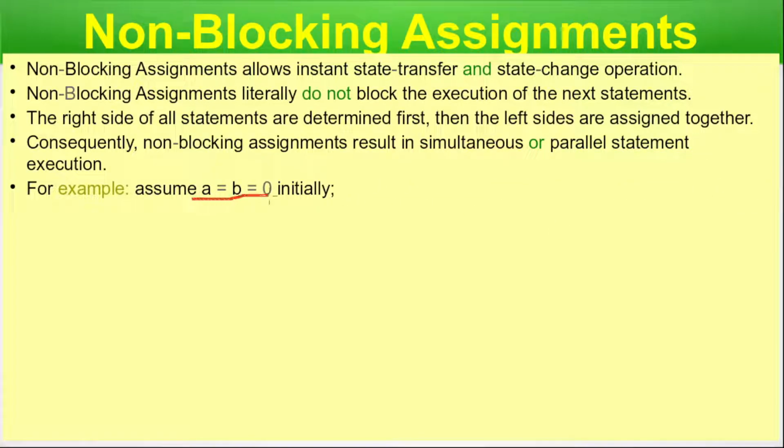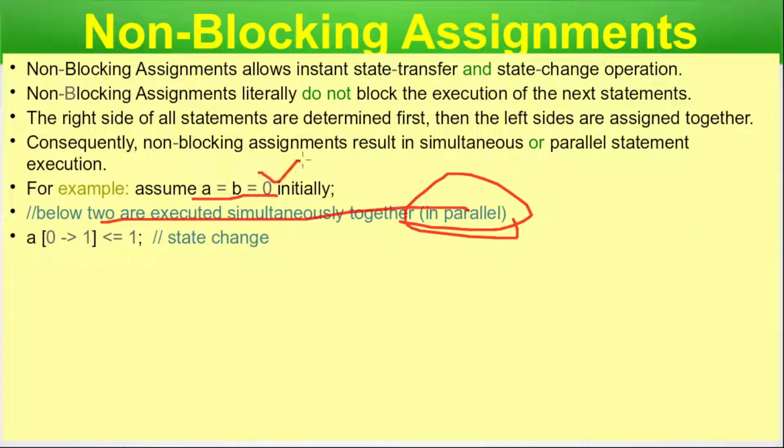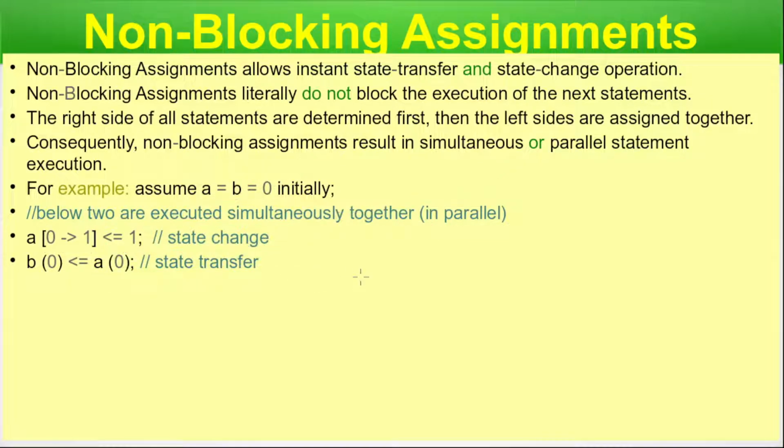For example, A equal to B equal to 0 initially, and the below two are executed simultaneously, that means in parallel. So first this one is 0, right? And 0 to 1, this state change is happening here. You can see we are using the non-blocking operator here. Here I have kept the state change from 0 to 1 by this non-blocking, and this 0 goes to B as a state by this one. These two happen in parallel, the RHS, and then in one go they are assigned to the left hand side.